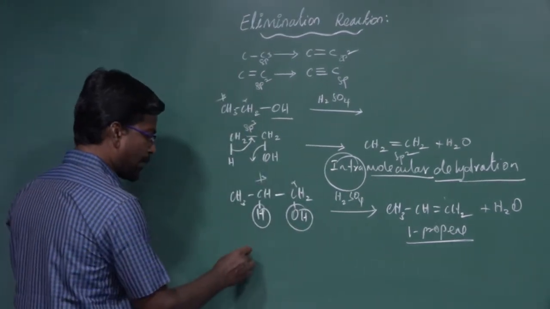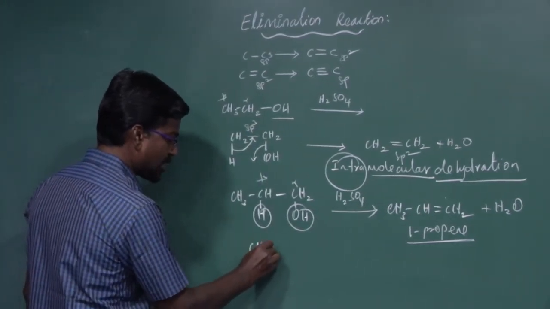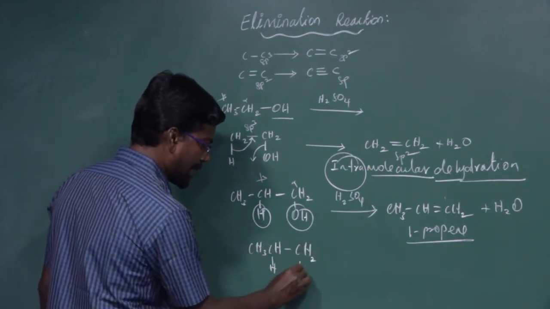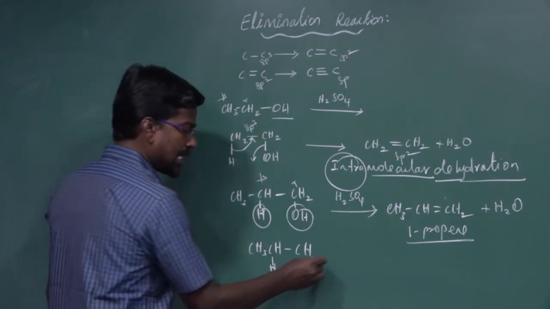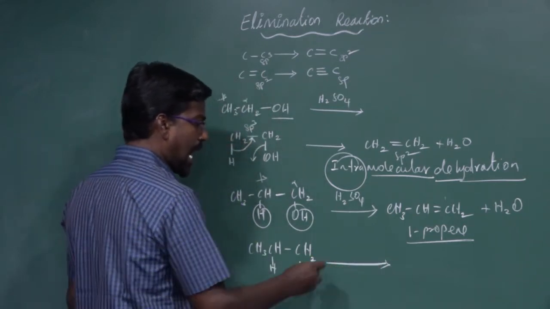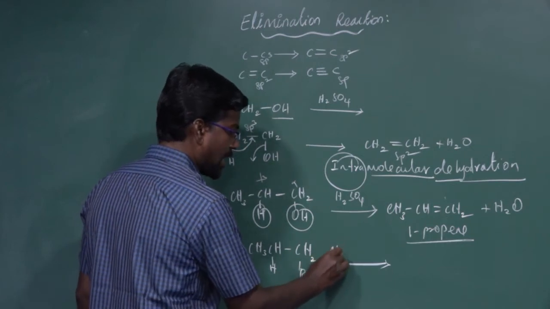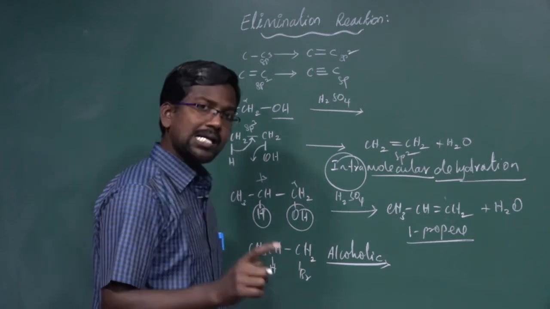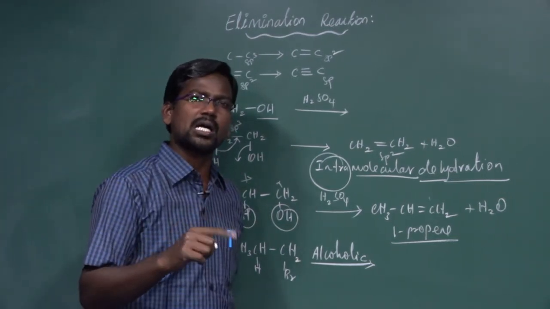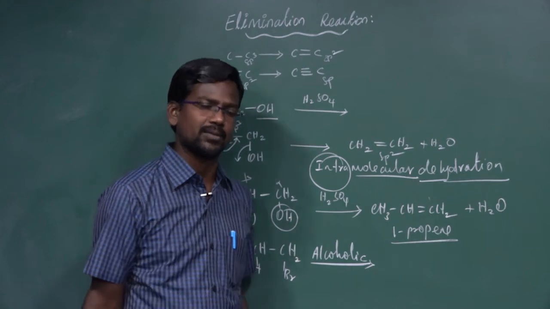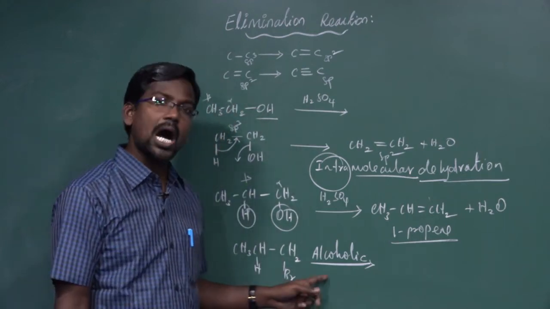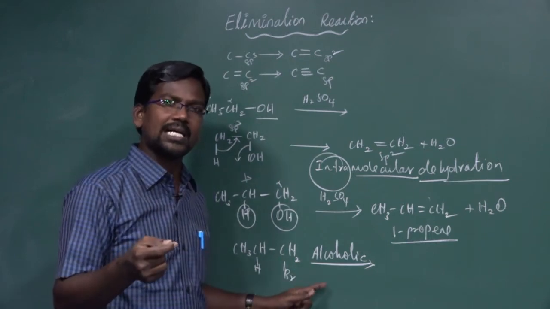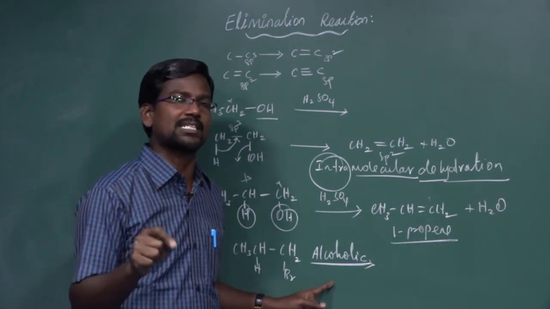Next one, n-propyl bromide, CH3-CH2-CH2-Br. The n-propyl bromide reacts with an alcoholic solution of potassium hydroxide. Alkyl halides reacting with an aqueous solution or an alcoholic solution give two types of important chemical reactions. Alkyl halide with an alcoholic solution means an elimination reaction takes place. Alkyl halide with an aqueous solution means a substitution reaction takes place.